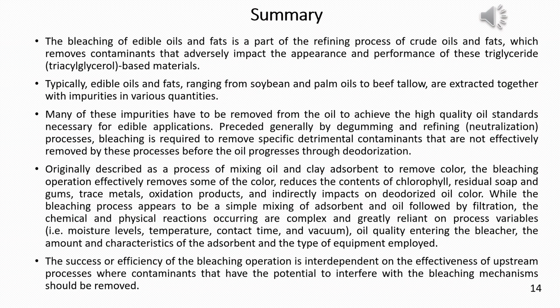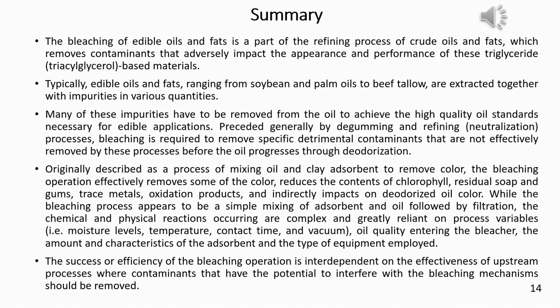Summary. In this slide I will summarize the whole process that is involved in the manufacturing of vegetable ghee. In the first part you can see that bleaching of edible oils and fats is a part of the refining process of foods, oils and fats, which removes contaminants that adversely impact the appearance and performance of these triglyceride based materials. So bleaching is a very important step in the process of manufacturing ghee.